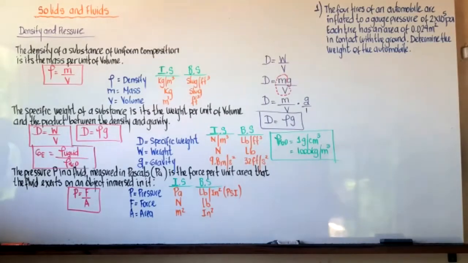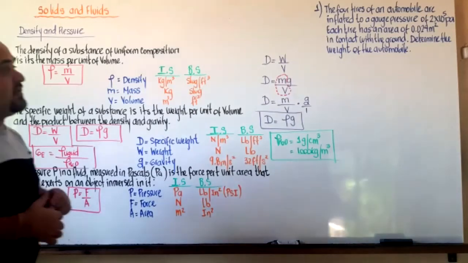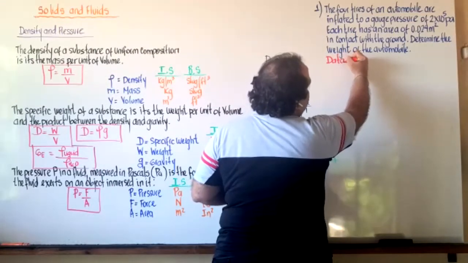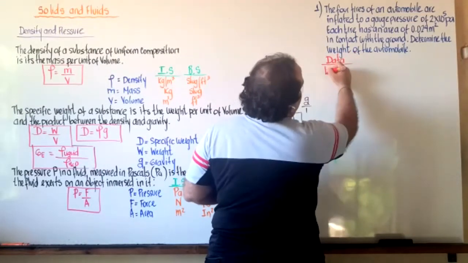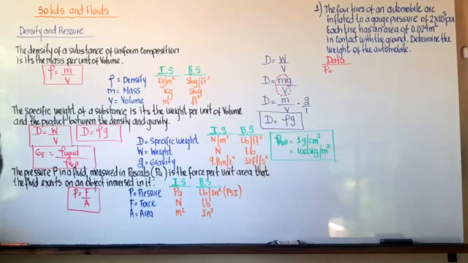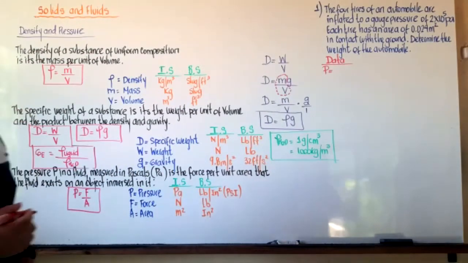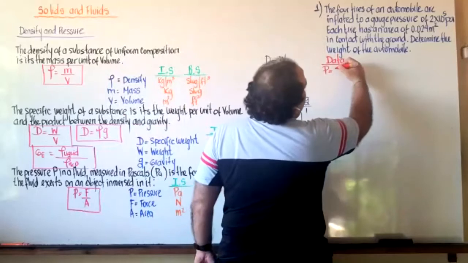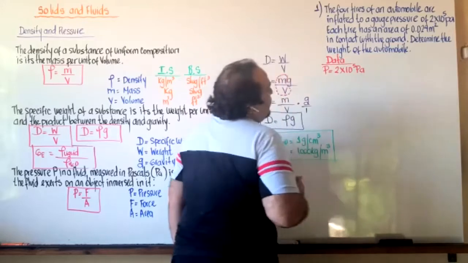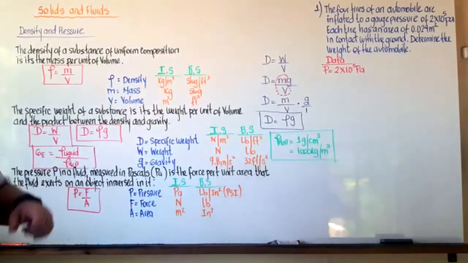Okay, right. So remember, every time before solving any physics problem, the first thing that we have to do is determine the data of the problem. For example, what do we have in this situation? First of all, we have the gauge pressure. Gauge pressure is the amount of pressure that we can calculate without including the atmospheric pressure. This gauge pressure will be 2 times 10 to the fifth power Pascal. And after that, we have the contact area.